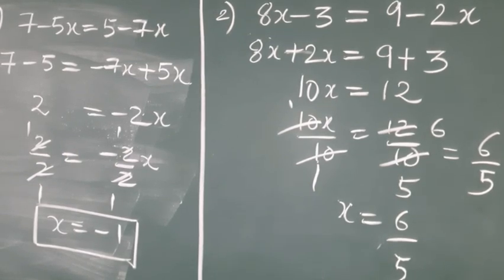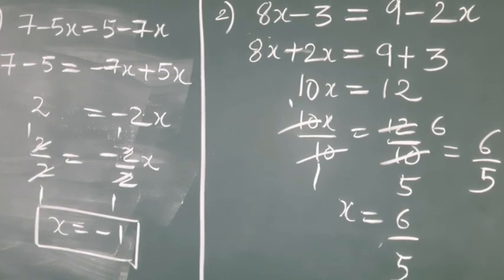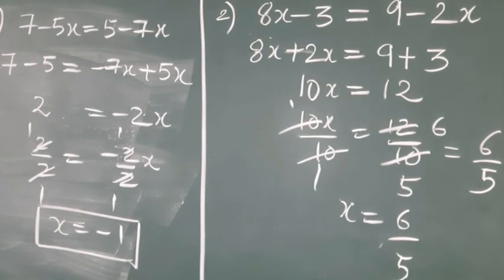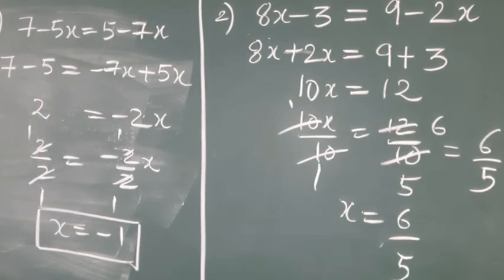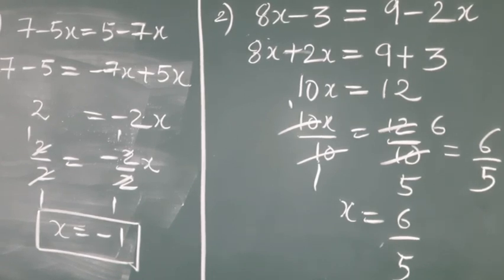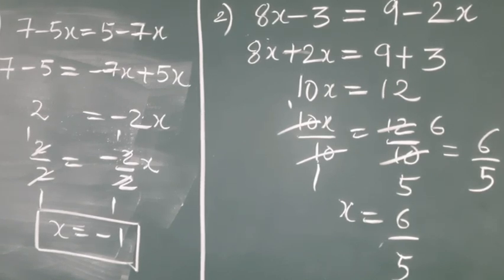So it became minus 5 since it was plus 5. So 7 minus 5 is equal to minus 7x plus 5x. Now, as you all can see, the biggest number has a negative sign. So with 7 minus, plus and minus, the sign of the greatest number is applied. So minus 2x will be on the right hand side, and 7 minus 5 is 2.